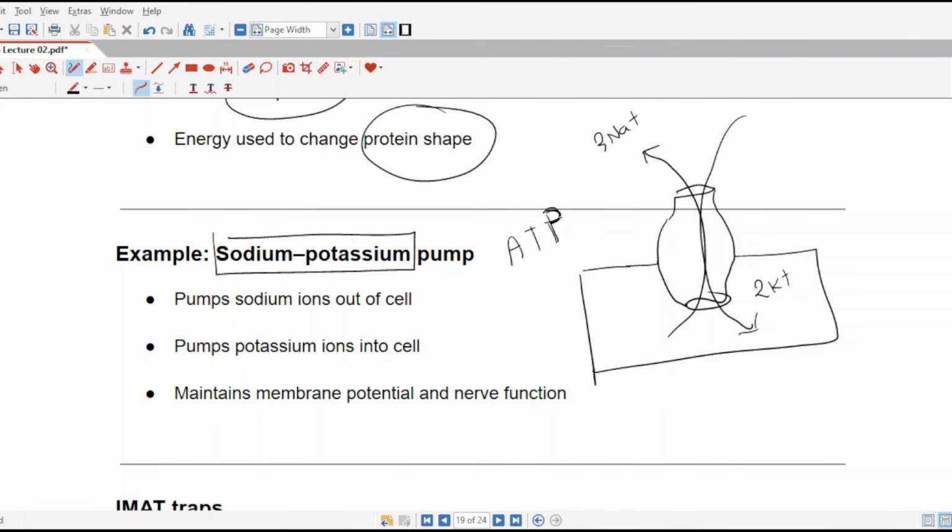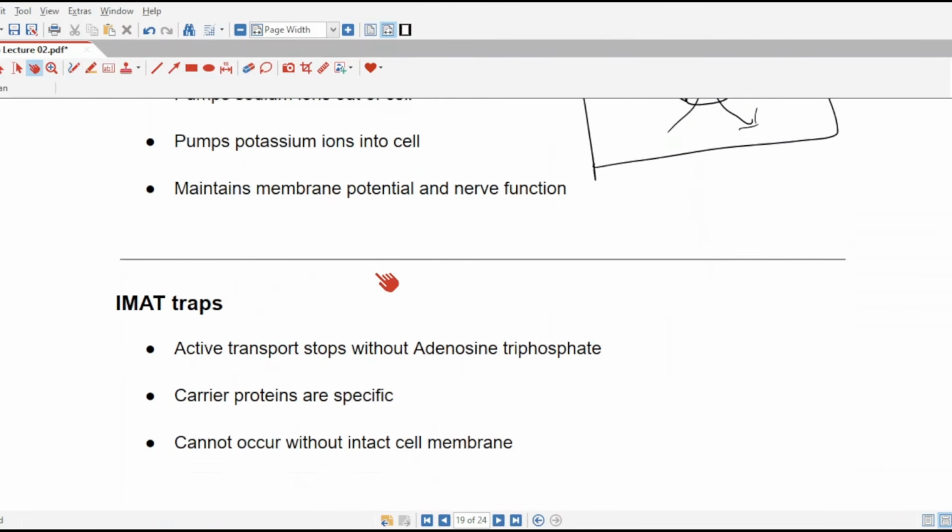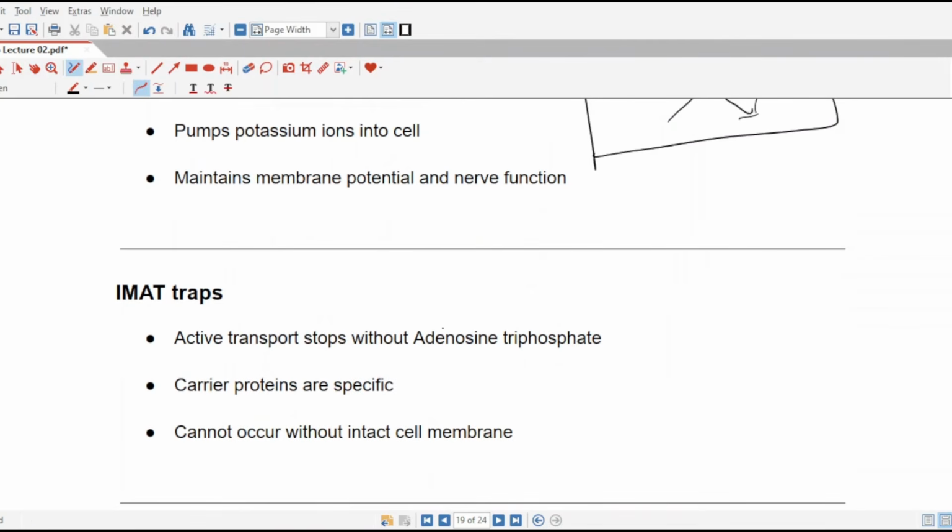And the sodium-potassium pump needs ATP. If ATP production is lost, then the sodium-potassium pump will stop functioning. As a result, the concentration inside the cell will become imbalanced and the cell will break down. This explains why oxygen deprivation prevents sodium-potassium pump function. What are the IMAT traps? Active transport stops without adenosine triphosphate. When can it happen? If there is oxygen deficiency, hypoxia, etc.